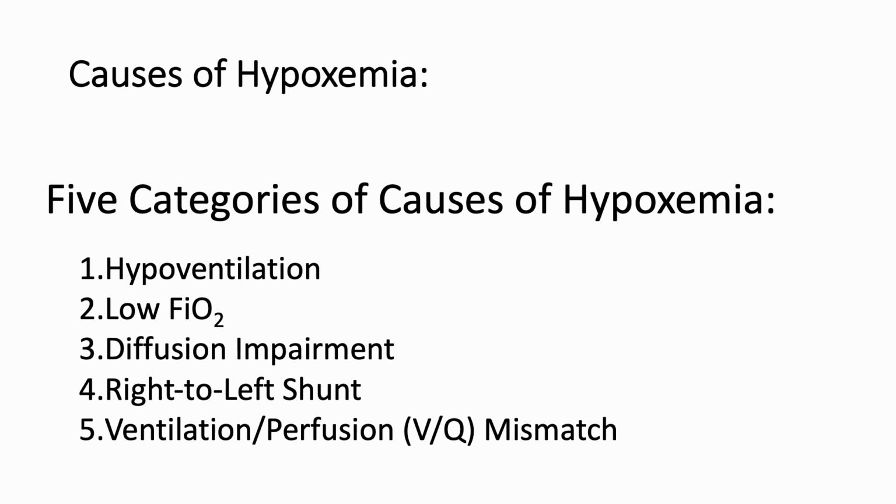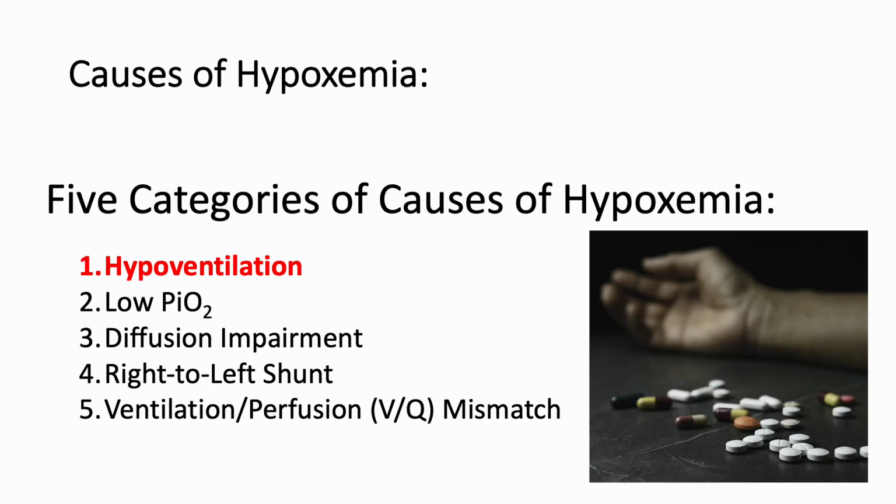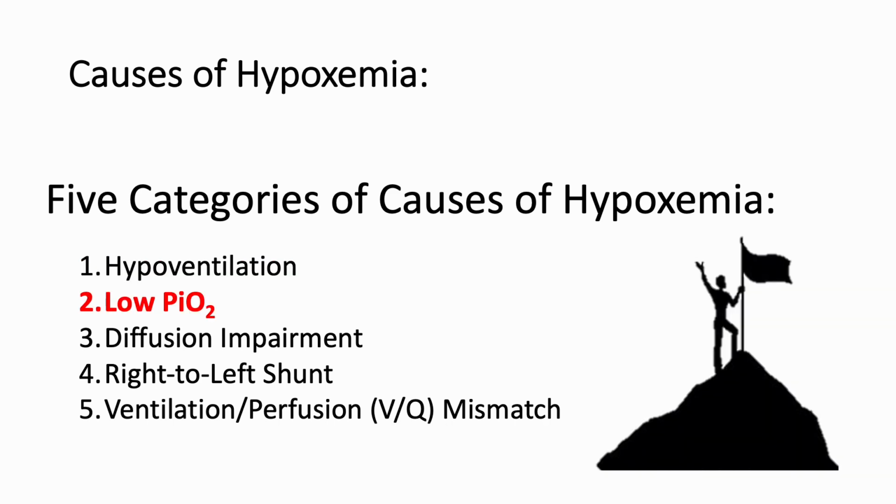There are many causes of hypoxemia, which are generally divided into 5 broad categories as shown here. Running through these quickly, hypoventilation refers to a patient not breathing enough to meet metabolic demands. An example of this would be a low respiratory rate in the setting of an opiate overdose.